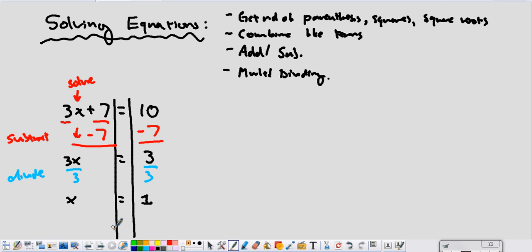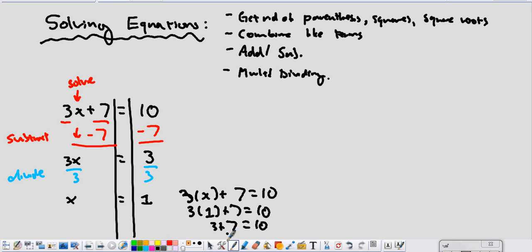And you can always check your answer, x equals 1, by putting 1 back into 3x plus 7 equals 10. You can always change the x into 1. 3 times 1 plus 7 equals 10. That's 3 plus 7 equals 10. That gives you 10 equals 10, and so I know that is correct.